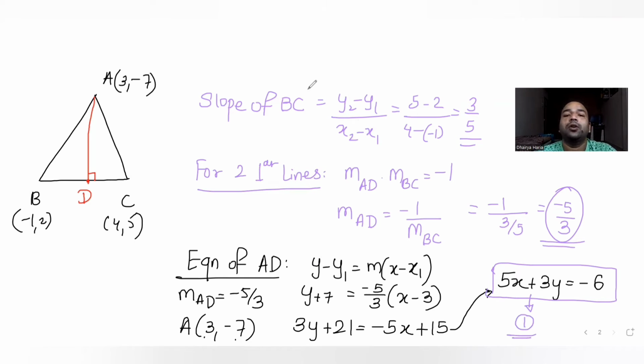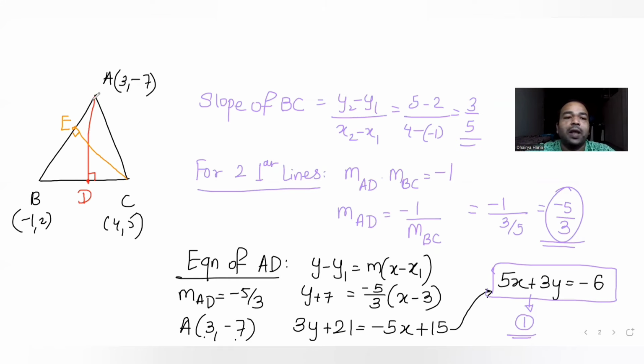Now let's find the equation of another altitude. Let's say another altitude passes through point C and is perpendicular to AB. Let's say it intersects AB at point E. If I want to find the slope of line CE, first I'll find the slope of AB here.